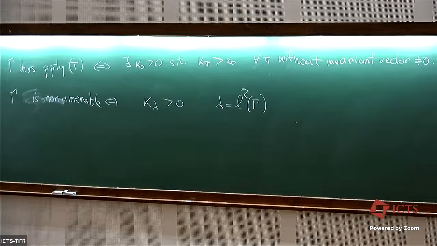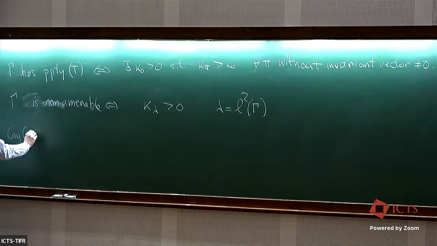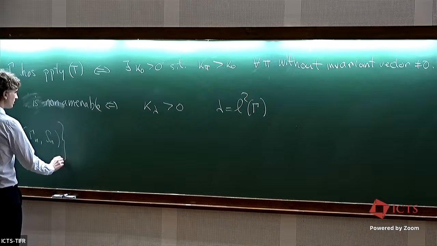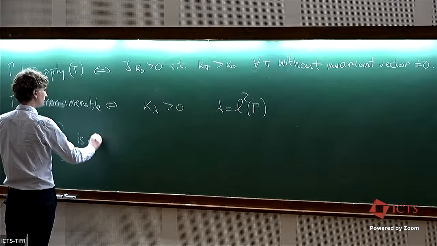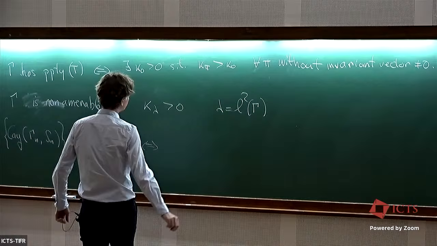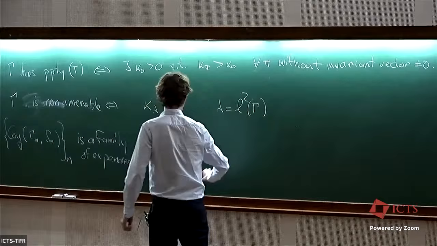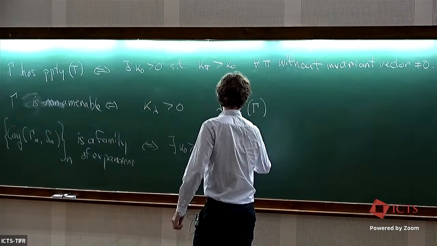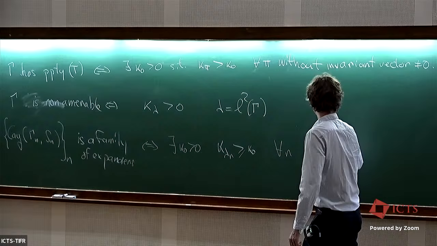In the same spirit, if you have a sequence of finite groups and you look at the Cayley graphs, this family is a family of expanders if and only if there is a k naught such that k lambda n is bigger than k naught for every n, where lambda n is the regular representation minus the constants.